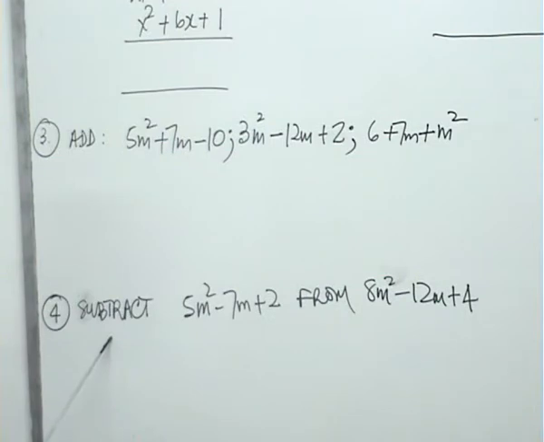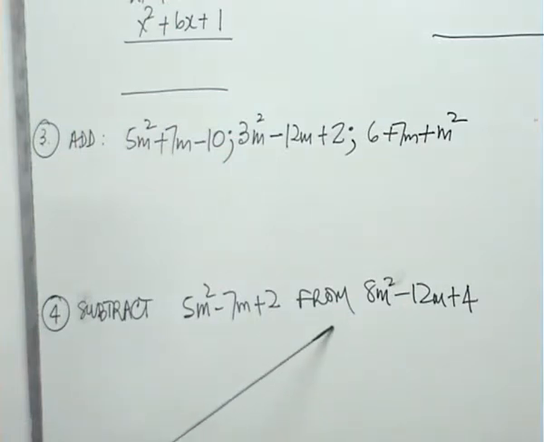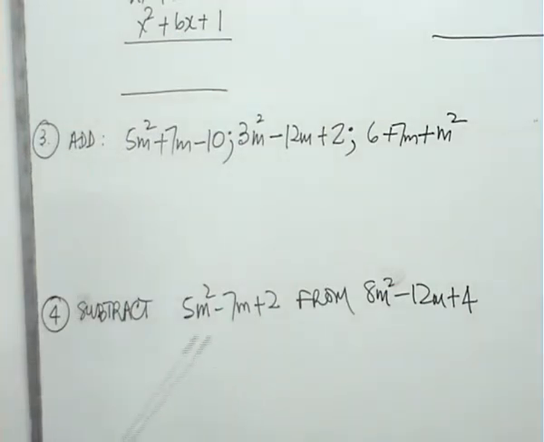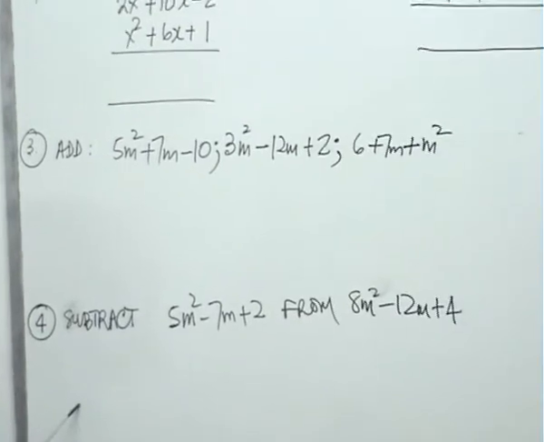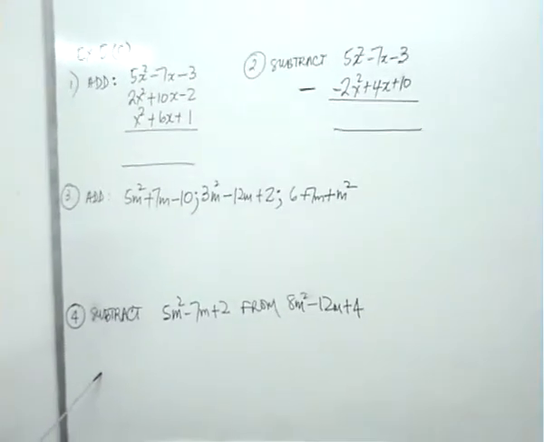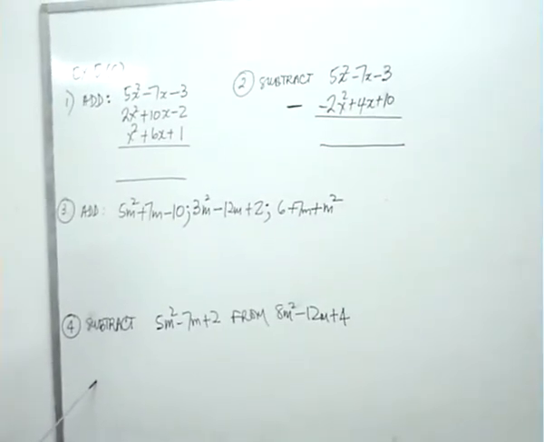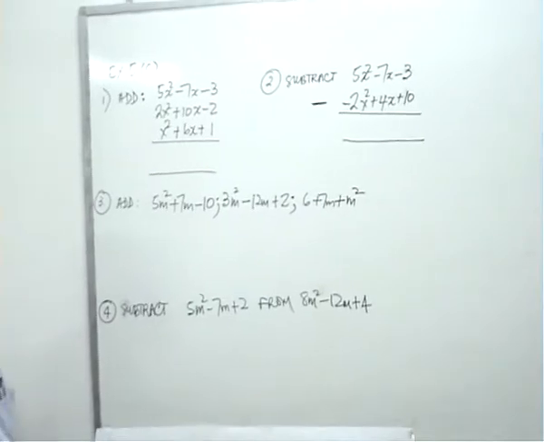Number 4, subtract 5m squared minus 7m plus 2 from 8m squared minus 12m plus 4. Once again, you will have to set them up one below the other and then subtract. Alright, so switch off the DVD, complete this little exercise, and thereafter mark your work, and hopefully you should be getting all right.